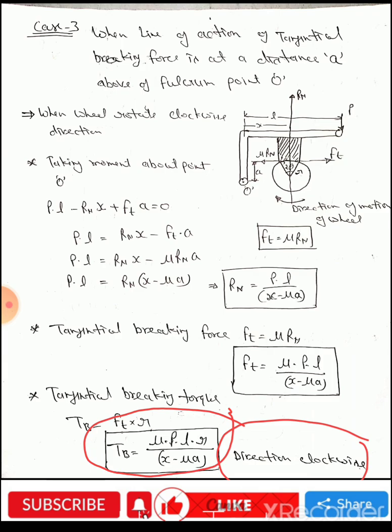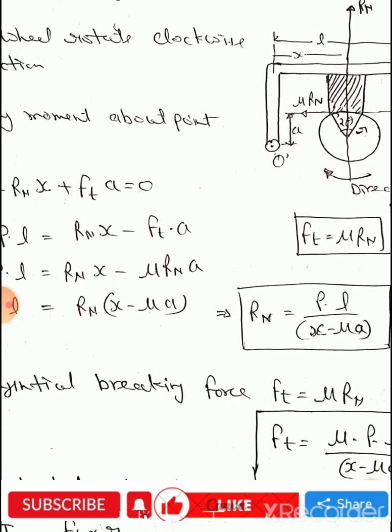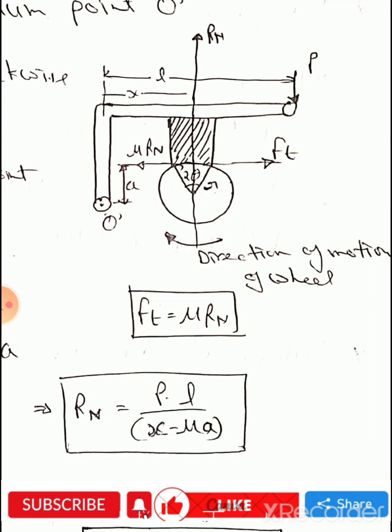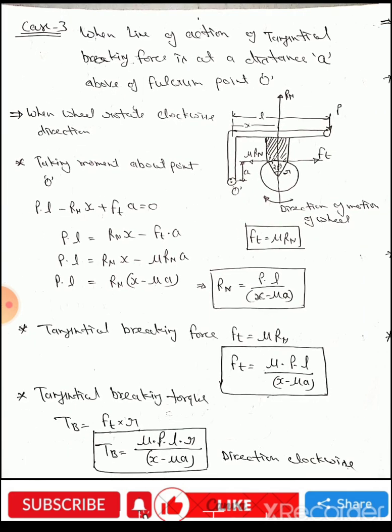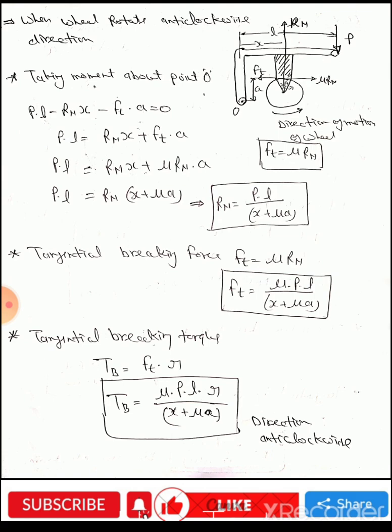This is very important. Now see the figure. Ft is in the right direction, r is here, and this point is the rotation of the wheel. So this makes a clockwise couple or torque. Now move on to the next condition. Here, when the wheel rotates in anti-clockwise direction.